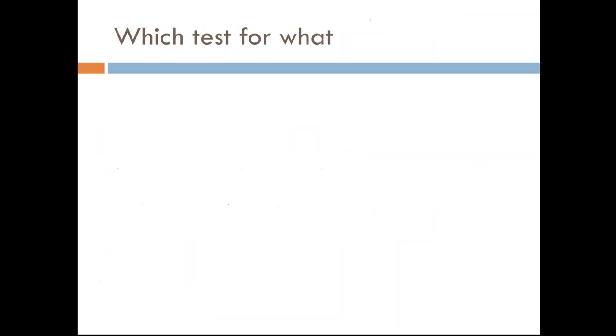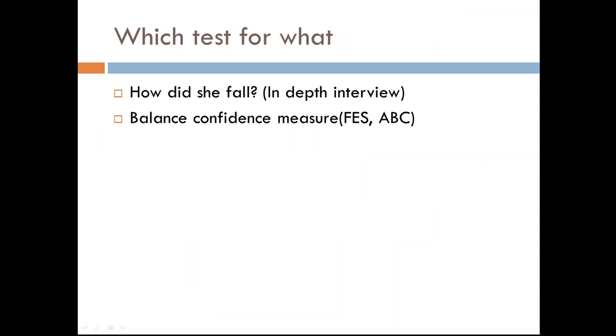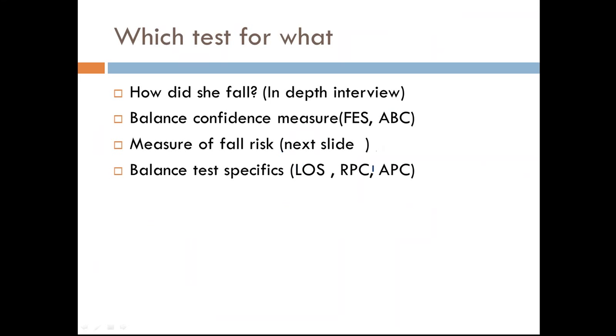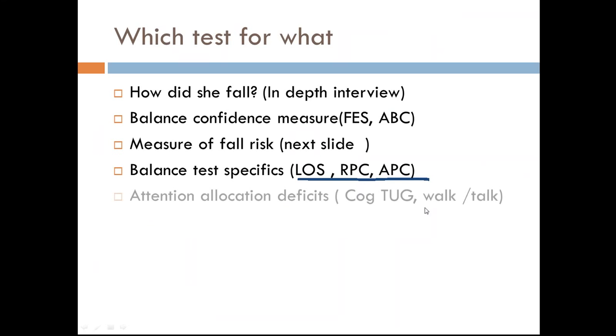All right, so we talked about the in-depth interview. We talked about the functional FVS scale, ABC scale. We talked about fall risk. We'll look at that in a bit. Limits of stability, reactive postural control, anticipatory postural control, coming in your next few sessions.